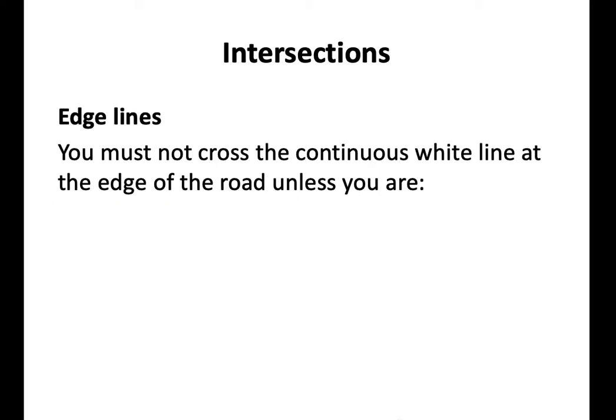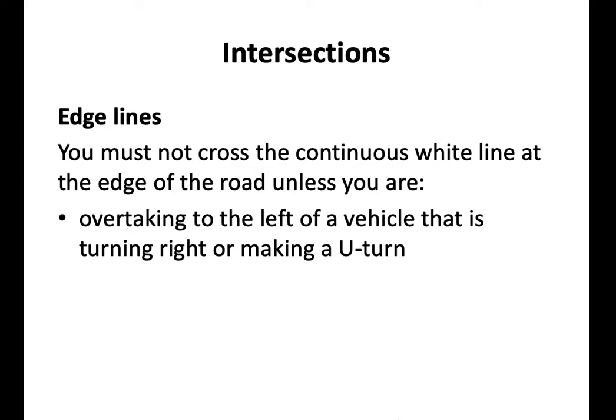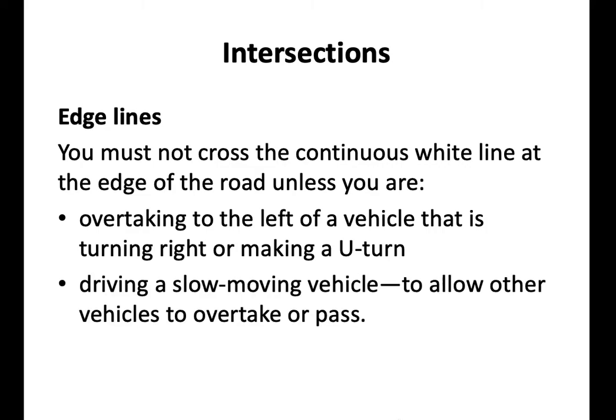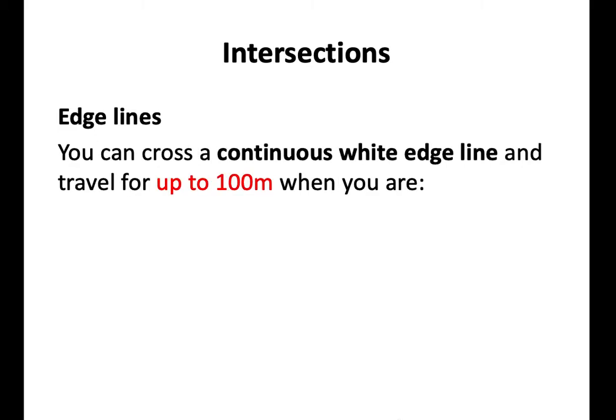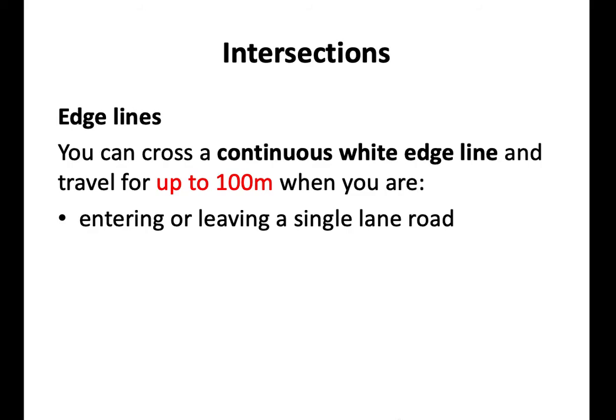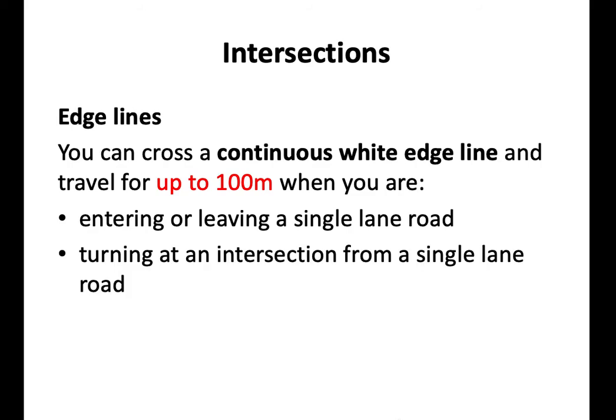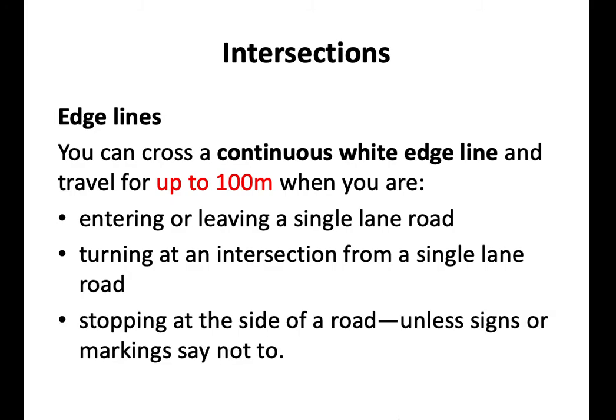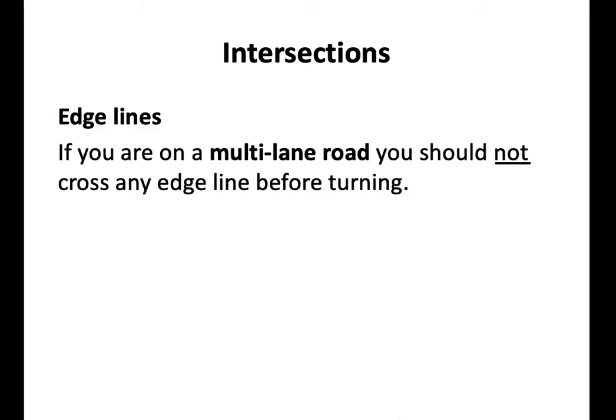Edge lines. You must not cross the continuous white line at the edge of the road unless you are overtaking to the left of a vehicle that is turning right or making a U-turn, or driving a slow-moving vehicle to allow other vehicles to overtake or pass. You can cross a continuous white edge line and travel for up to 100 meters when you are entering or leaving a single-lane road, turning at an intersection from a single-lane road, or stopping at the side of a road, unless signs or markings say not to.